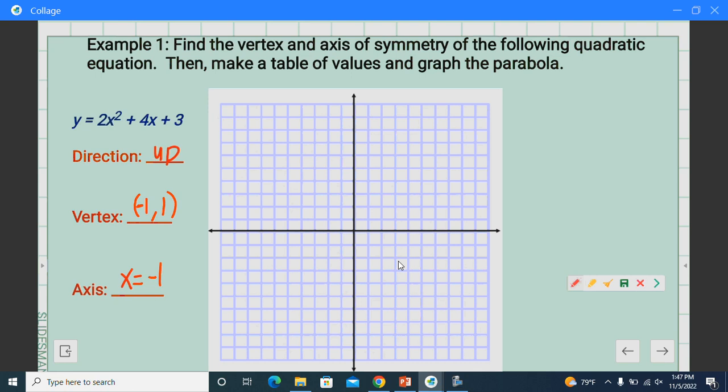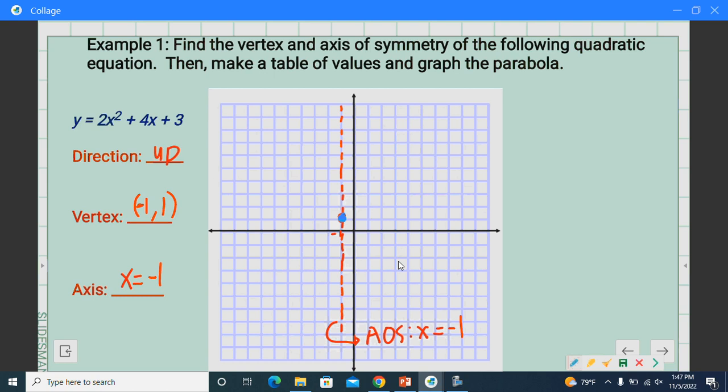Now, the axis is negative 1. This is our axis of symmetry, x is equal to negative 1. Our vertex is negative 1 and 1. So that is our vertex. Now let's have the table of values.